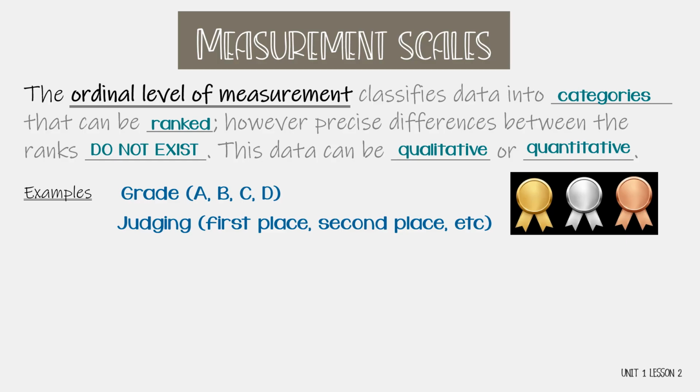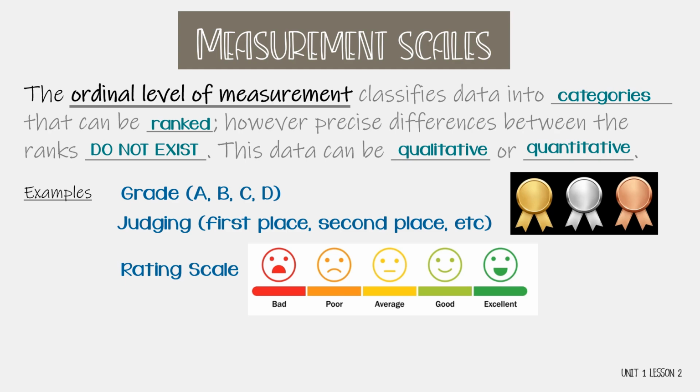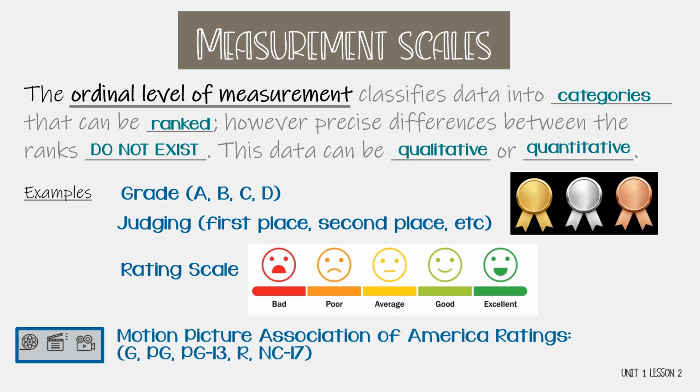Judging first place, second place, third place, and so on, there isn't a specific or precise difference between the ranks. First place could have a much higher score than second place. It's just that second is the next one down. Rating scales: bad, poor, average, good, excellent. These are really tricky for me because how do you figure it out? Precise differences do not exist between the ranks.